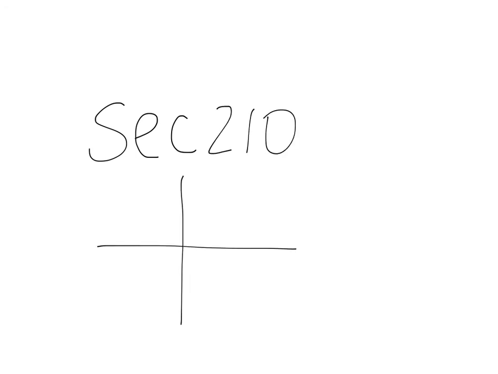Let's do one last example and say we have the secant of, how about 210? So let's draw it in. 210 whips you all the way around here. So my reference angle is 30 degrees. Oh, it's a 30, 60, 90 triangle. So I get 1 here, 2 right here, root 3 over here.